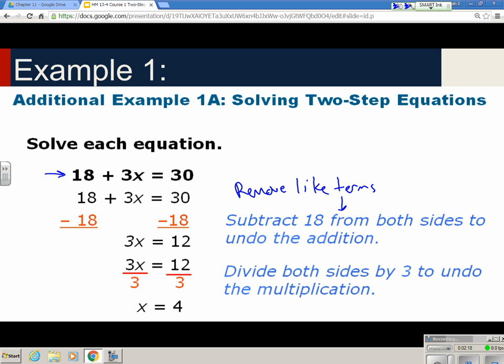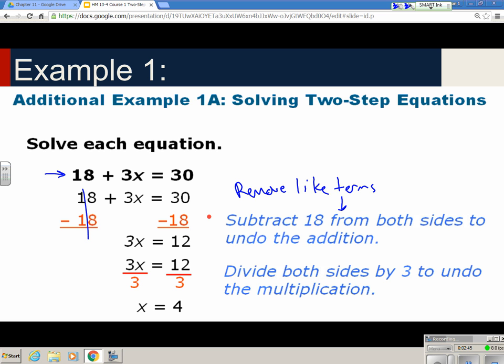They're like terms. So the only way to get rid of a positive 18 is to do the opposite, or undo the addition by doing subtraction. So the only way to get rid of 18 is to subtract 18. So when we do that, these are gone. And over here, you have to do 30 minus 18, because what you do to one side, you got to do to the other. So this is gone, and 30 minus 18 leaves you with 12.